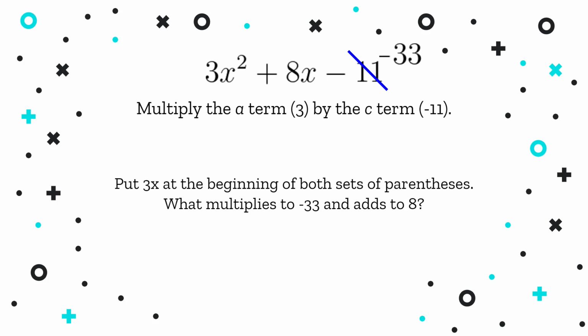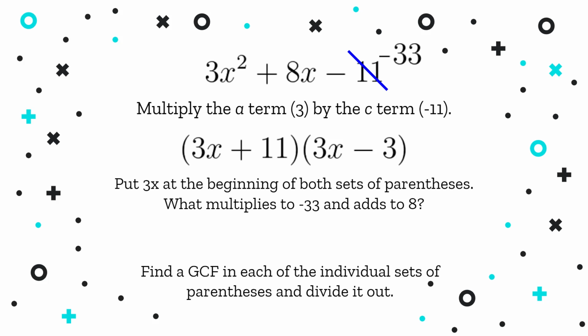The next step is to put 3x at the beginning of both sets of parentheses, and then ask yourself, what multiplies to negative 33 and adds to positive 8? You will see that the answer to this question is positive 11 and negative 3.